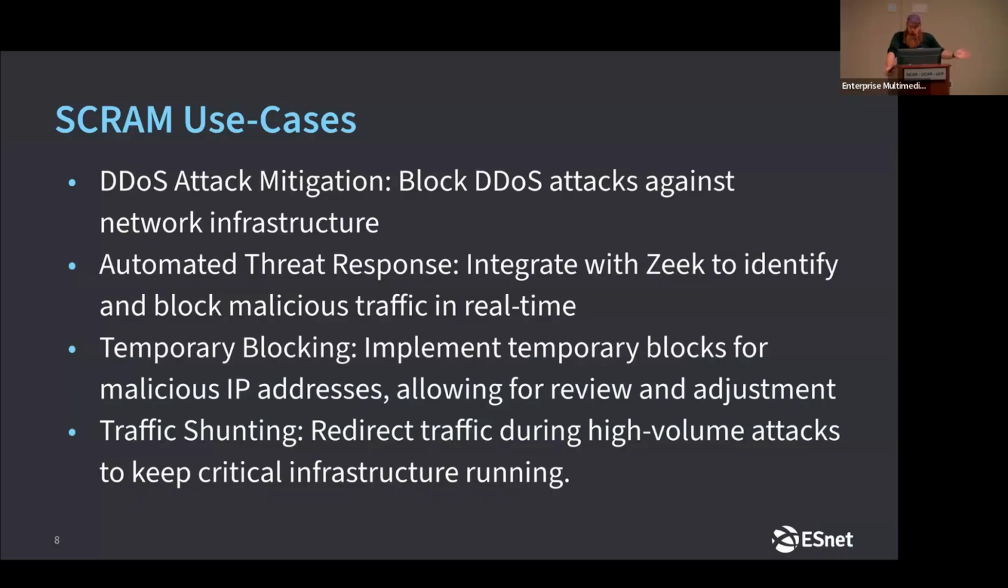So we do temporary blocking, which I just mentioned. Implementing a temporary block for a bad IP, allowing you to then go and review that and adjust how long you want to block it for. Maybe you want to block it forever, who knows? And then one thing that we have wanted to do with this tool for a long time is traffic shunting. So, if you have a high volume attack, redirect that traffic around your critical infrastructure, but you can still use your analysis tools on it and take a look at it or do forensics later.